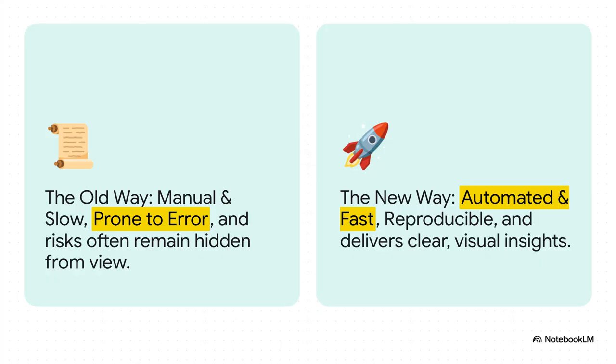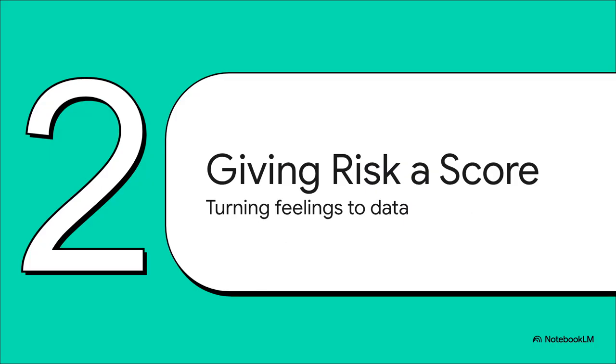And this slide just lays it all out, the before and after. On the left, that's the old world, slow, manual, and just begging for a typo to throw the whole thing off and hide some major risks. But on the right, that's where we're headed. We're talking automated data workflows that are fast, consistent, and repeatable. The goal here is to stop hunting for hidden risks and instead get clear, visual insights. So, how do we actually make that leap?